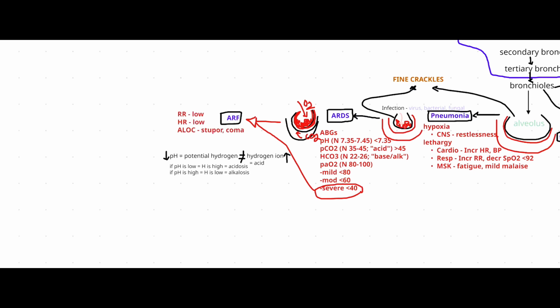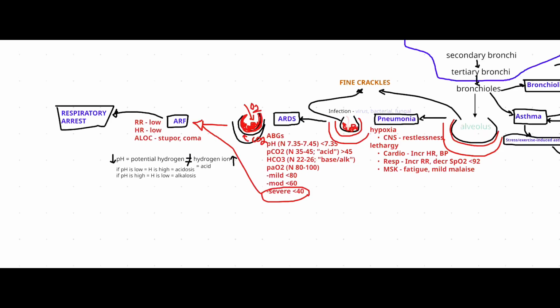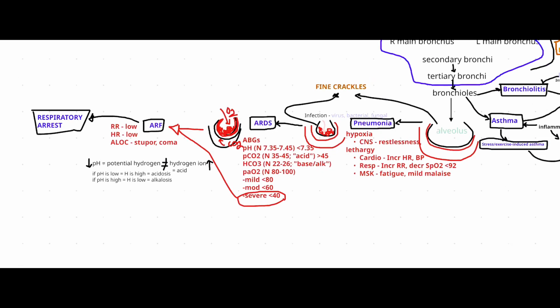Now, if they don't get intubated, this is pretty easy to determine, right? What's going to happen next? If they don't get intubated, this ARF leads to respiratory arrest. No more breathing. So I want you to look at this progression here: from pneumonia to ARDS to ARF to respiratory arrest.